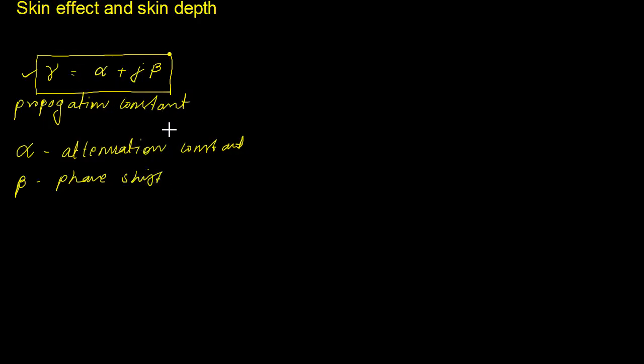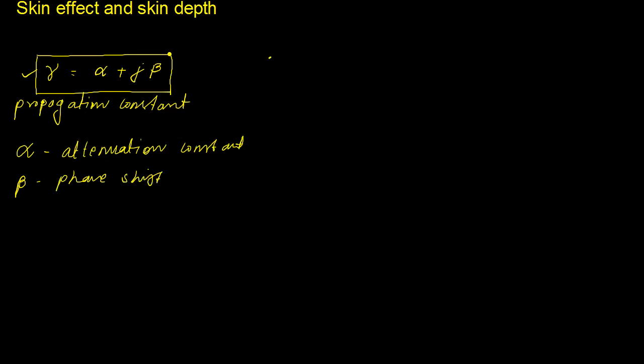Dear students, today's lecture topic is on skin effect and skin depth. In the last class we studied the propagation constant gamma. It is a complex function of alpha and beta, where alpha is the real part of gamma and beta is the imaginary part of gamma. Alpha is the attenuation constant and beta is the phase shift constant.